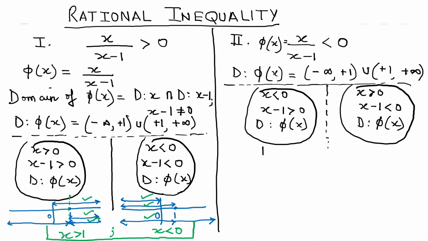So let us make a diagram here. A fairly easy diagram to draw, a number line. The first case is when x is less than 0, which is a line, arrow to arrow. Second is x minus 1 is greater than 0, which is just like saying x is greater than 1. And then you take these values and take the intersection with the domain of phi x, which is all real values except for 1.